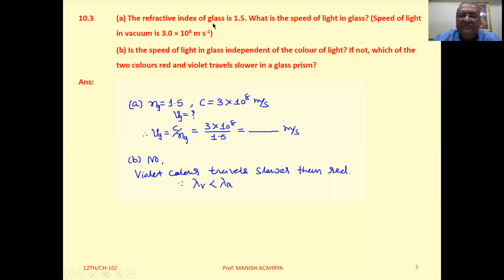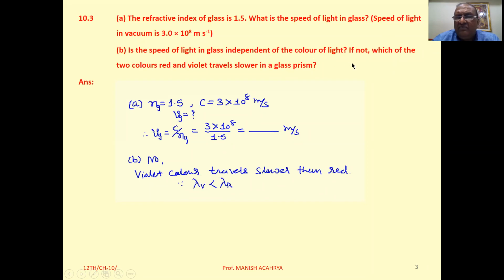10.3. A. The refractive index of glass is 1.5. What is the speed of light in glass? Speed of light in vacuum is 3 into 10 raised to 8 meter per second. B. Is the speed of light in glass independent of color of light? If not, which of the two colors, red and violet, travels slower in a glass prism? Now see, refractive index of glass is given to you, 1.5. Speed of light in vacuum is given to you.